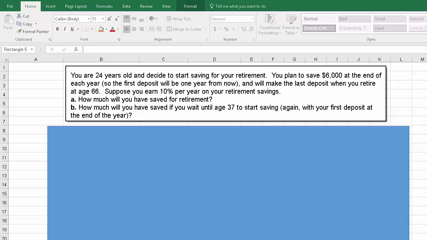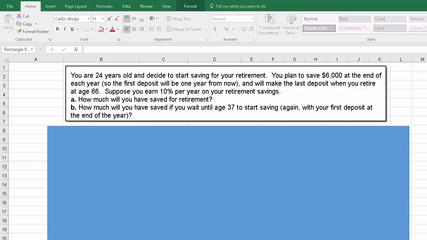Okay, let's take a look at this time value of money problem that deals with saving for retirement. You see the problem in front of you. You're 24 years old and you decide to start saving for your retirement. You plan to save $6,000 at the end of each year, so the first deposit will be 1 year from now, and you'll make the last deposit when you retire at age 66. Suppose you earn 10% per year on your retirement savings.